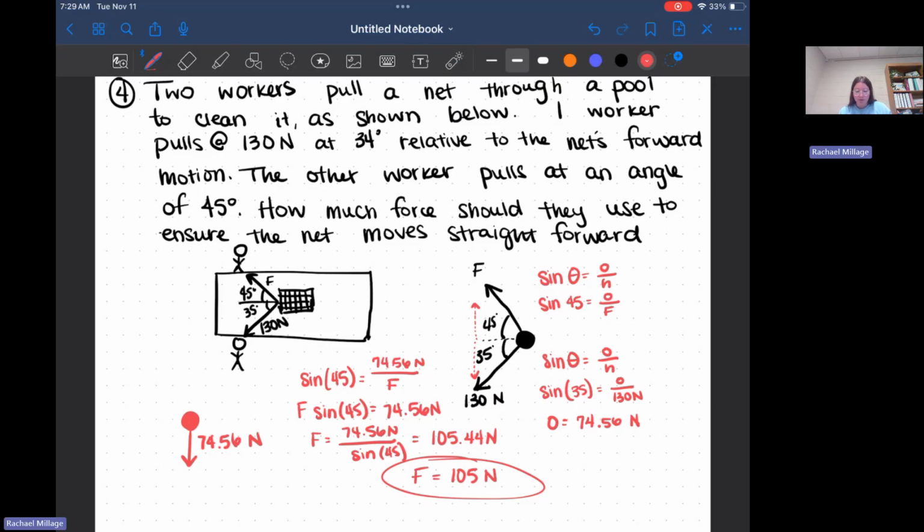That's it. We don't have to further split this up into the x components because we're not asked to find that. We would need to do that if we were trying to find what is our acceleration in the straightforward direction, because then we would have to find the sum of our forces and multiply by the mass of the net. But we don't have to do that because we were simply trying to find what is the magnitude of this force. And we've done that, right? We found F.